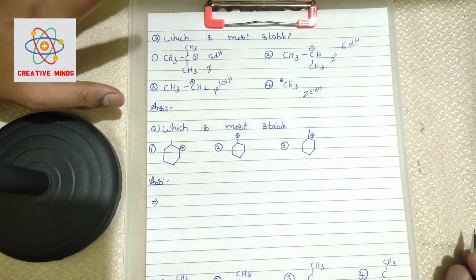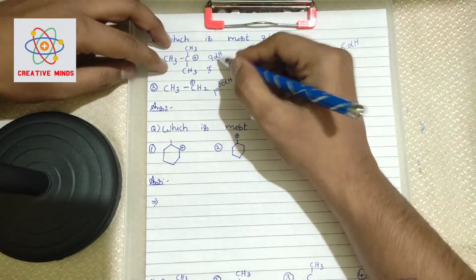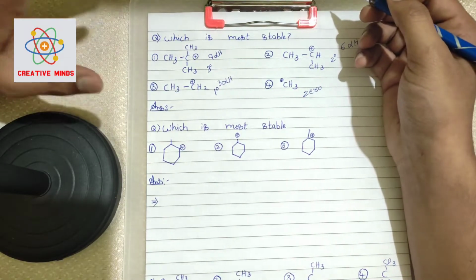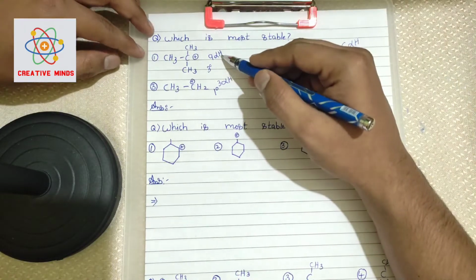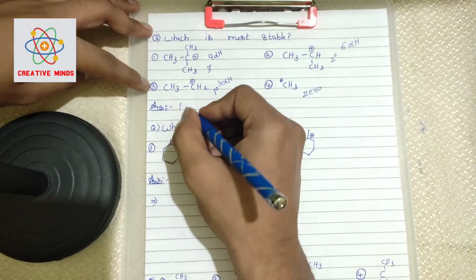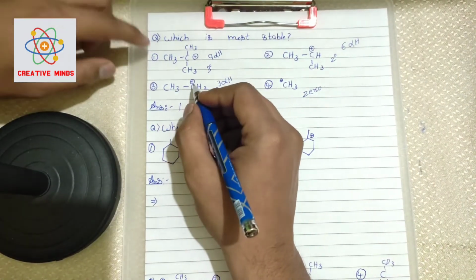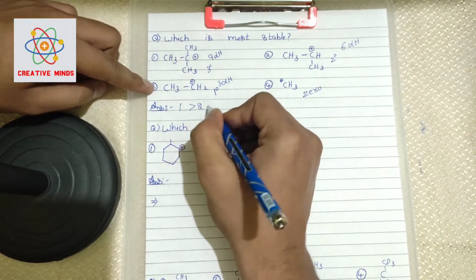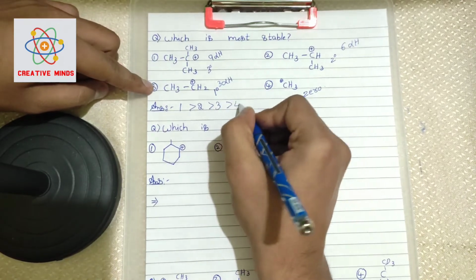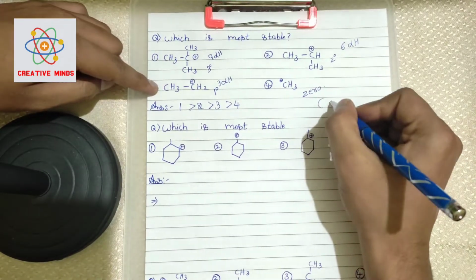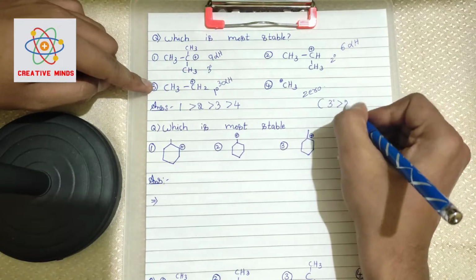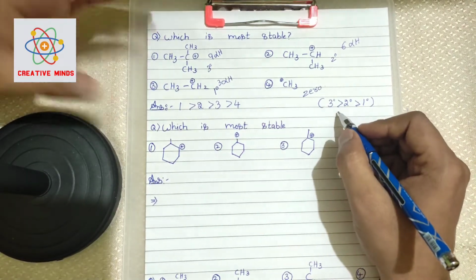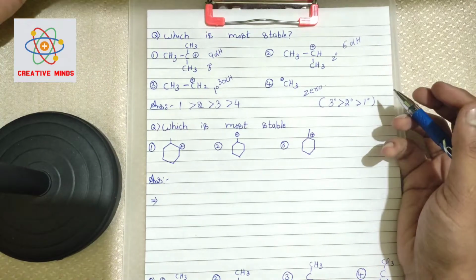Now what is the stability order? The more the alpha hydrogen, the more the stability. Therefore the first option has the highest number of alpha hydrogens, so the first option will be the greatest. It means the first option will have the most stability, then second, then third, and at last fourth. We can also write this as tertiary greater than secondary greater than primary. This is the stability order in case of hyperconjugation. That's all. Very simple, right?